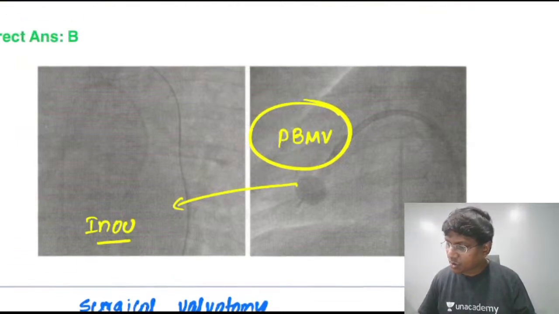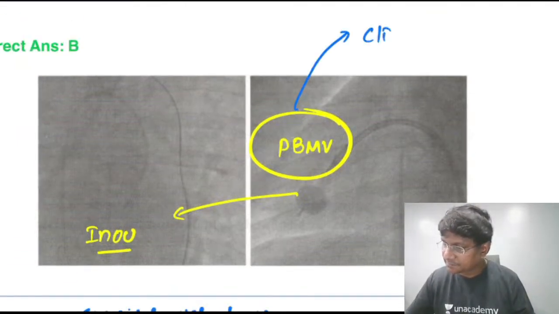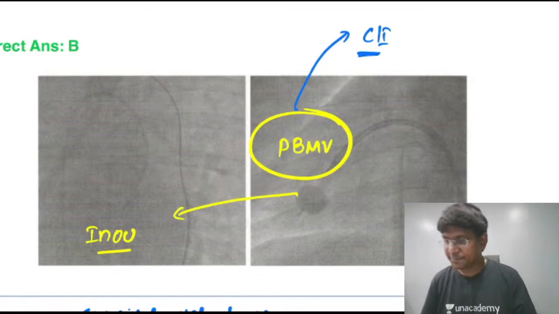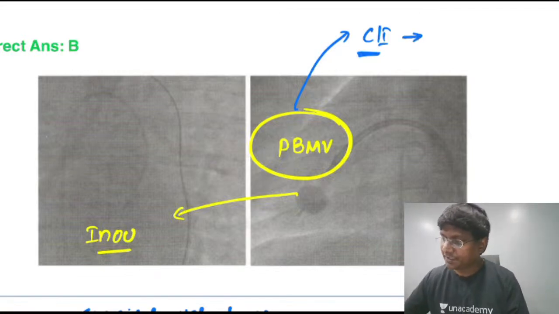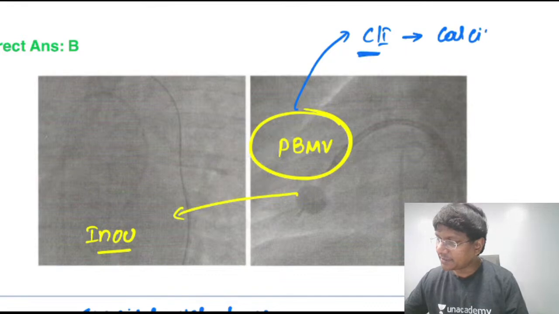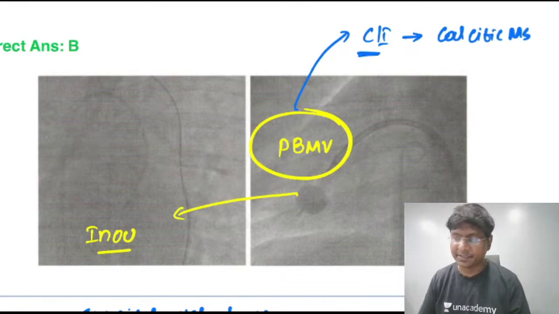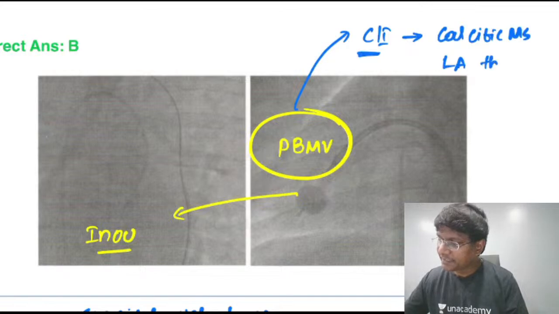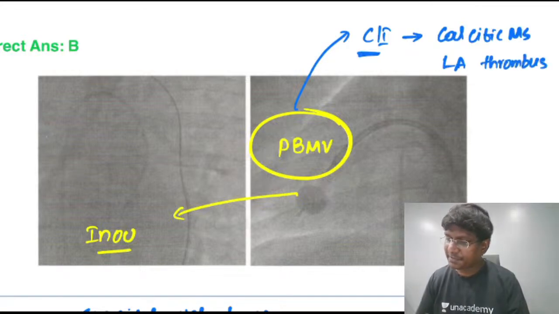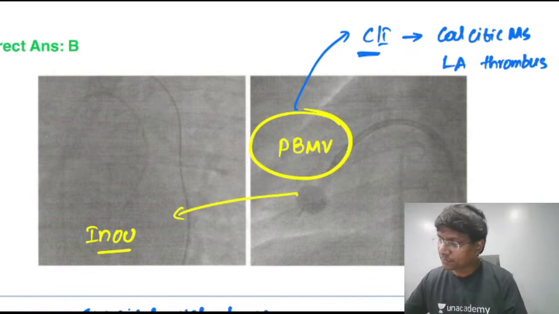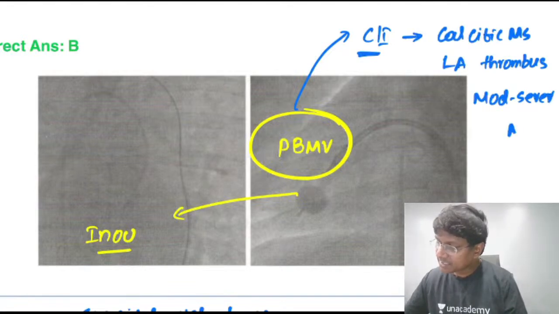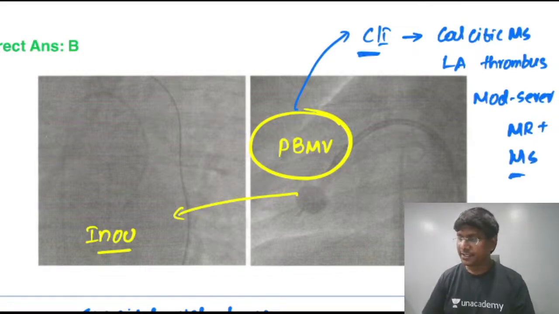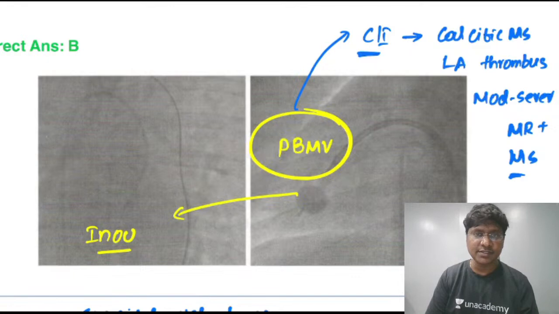Now, what are the contraindications for the PBMV? Right, yes, Priya Thakur, I am about to discuss the contraindications. So the contraindications for PBMV are, number one, calcific mitral stenosis; we don't do the PBMV. If there is presence of left atrial thrombus, we don't do the PBMV. And if there is presence of moderate to severe mitral regurgitation along with mitral stenosis, then also we don't do the PBMV. So these are the contraindications.